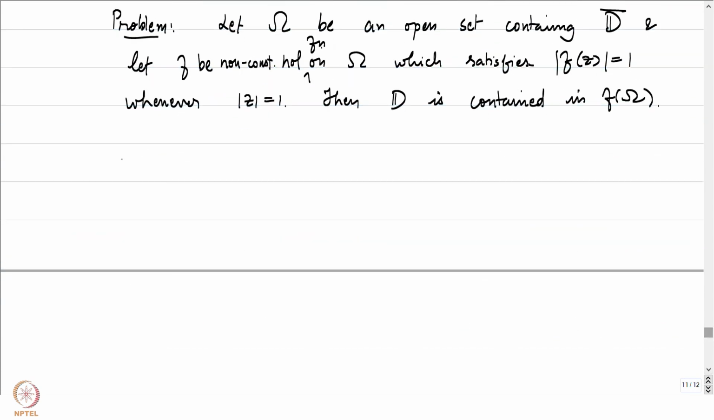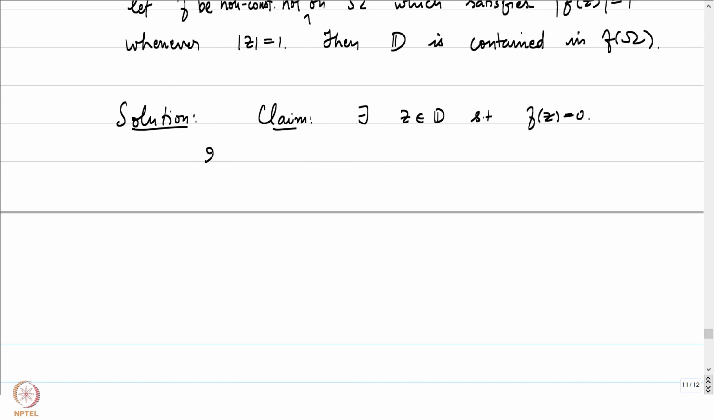Okay, so let's see the solution. The solution is going to have multiple observations. The first observation is that f should necessarily have a 0 in the unit disk. So claim: there exists z in D such that f of z is equal to 0. So what will happen if that is not the case? If not, then g of z equal to 1 by f of z is holomorphic on D, in fact on D bar.